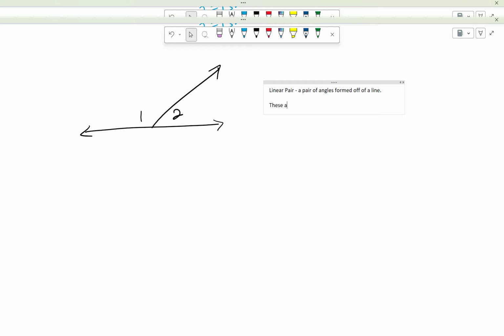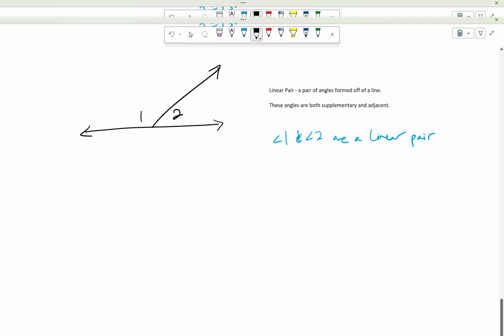These angles are both supplementary and adjacent. All right, so what that means, they have to fulfill both, so angle 1 and 2 are adjacent, and because they're formed off of a line, they are supplementary since they are a linear pair. Are 1 and 2 supplementary? Yes. Why are they supplementary? Because they are a linear pair. Okay? Not all supplementary angles are linear pairs, but all linear pairs are supplementary. Remember that.